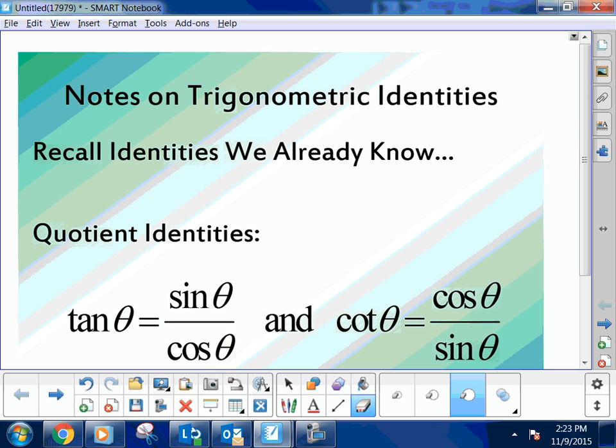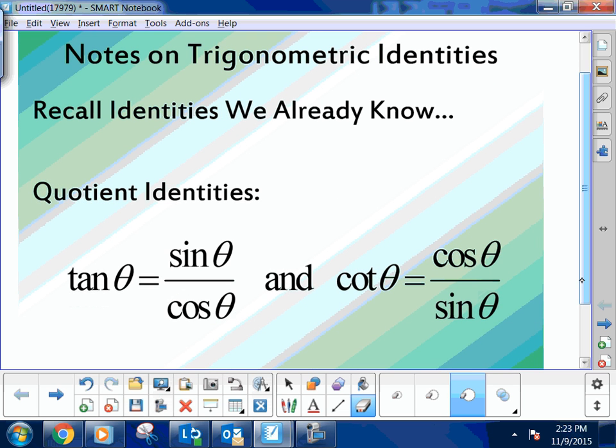Now our focus is going to shift from this y over x and define them in terms of its trig function. So tangent is really a composition of sine theta divided by cosine theta, which is the same thing as y over x. And cotangent theta is the composition of x over y, which is defined as cosine theta divided by sine theta. You don't need to write down the recall identities. Just write down notes of trigonometric identities, and then write down the two quotient identities.